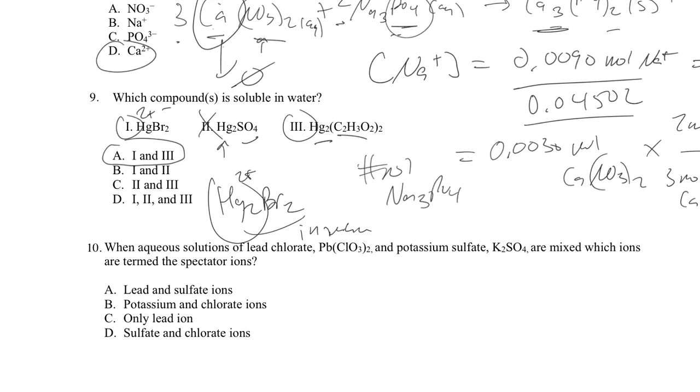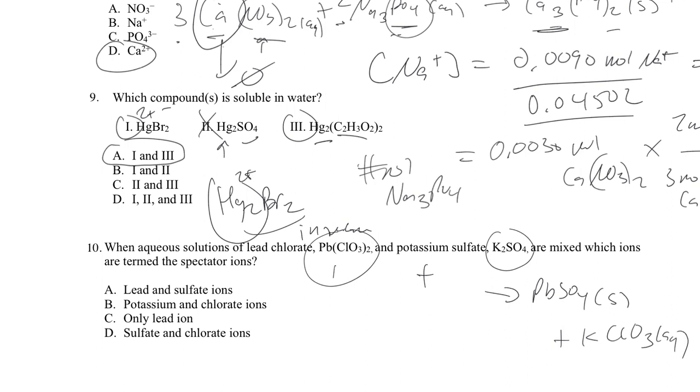And then the final question here: when aqueous solutions of lead chlorate and potassium sulfate are mixed, which ions are termed the spectator ions? Well, this is kind of like the question above, where we were talking about spectator ions. If we're taking the lead chlorate and the K2SO4, the product PbSO4 is, of course, the insoluble compound, and the KClO3 is water soluble. So the lead chlorate solution is really lead and chlorate ions, and the K2SO4 is really 2K+ and SO4 2-.